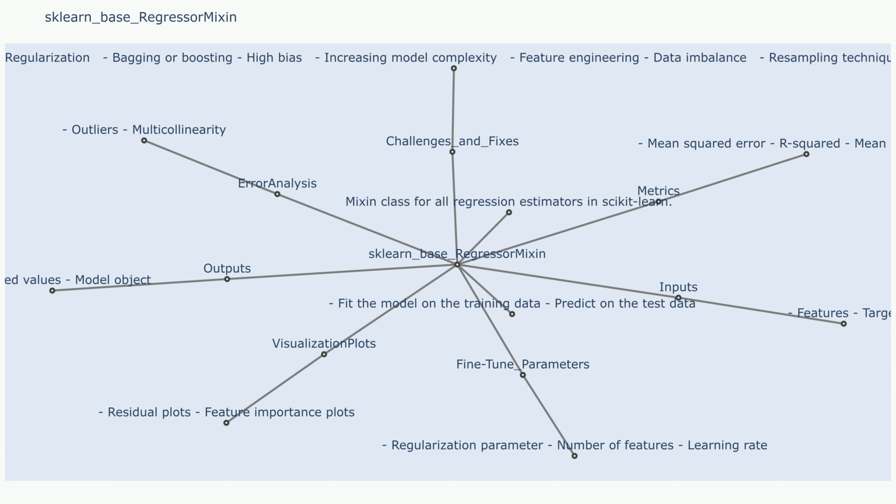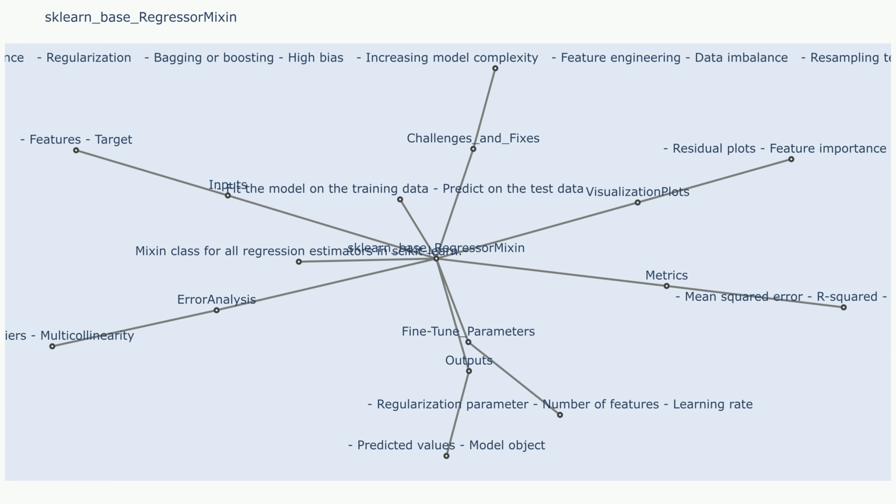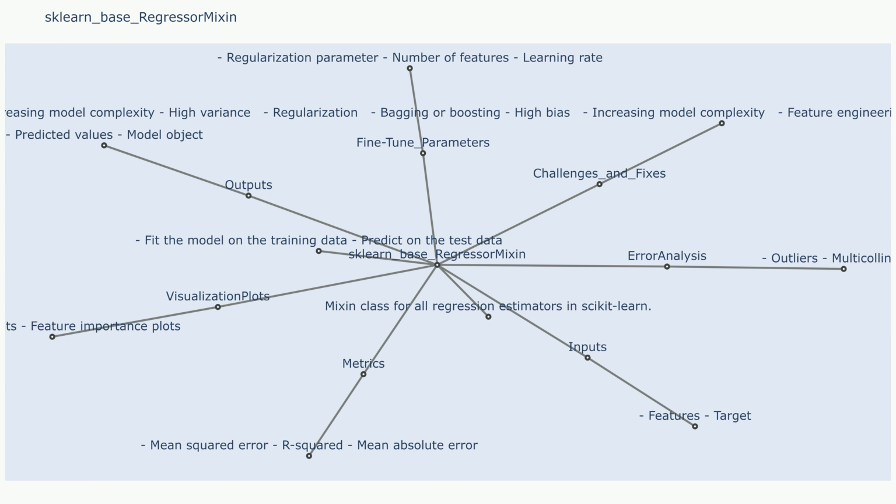Fixes to challenge 1: regularization techniques, L1 and L2, penalize complex models, reducing overfitting. Cross-validation: split the training data into folds, train on different folds, and evaluate on the remaining fold to assess generalization performance. Challenge 2: underfitting. The model is too simple and cannot capture the underlying patterns in the data.